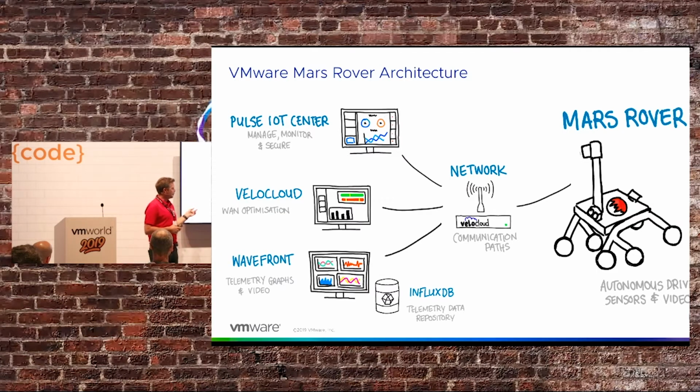We had Wavefront, which was pulling the sensor data out and putting it into a nice dashboard so we could interpret what was actually happening. And we had an Influx database, which was managing and manipulating some of that data on the way in. And obviously we had the Mars Rover, our autonomous vehicle that made decisions about where it was going to go based on the programming code.